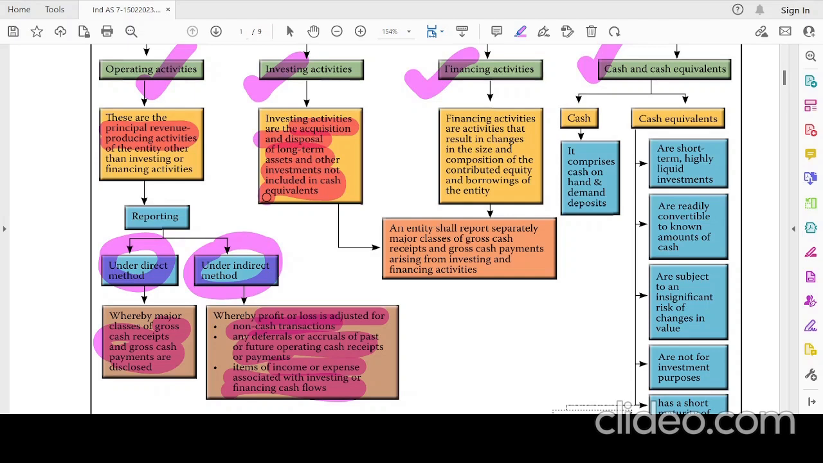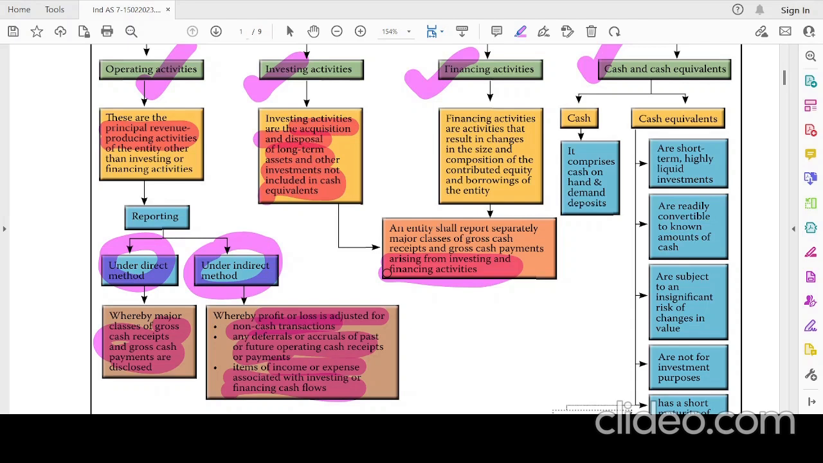An entity shall report separately major classes of gross receipts and gross cash payments arising from investing and financing activity. It should report each head separately. For example, all the equity related investments can be grouped together and mentioned as equity securities. Maybe listed, unlisted, then some bifurcations could be given from that.